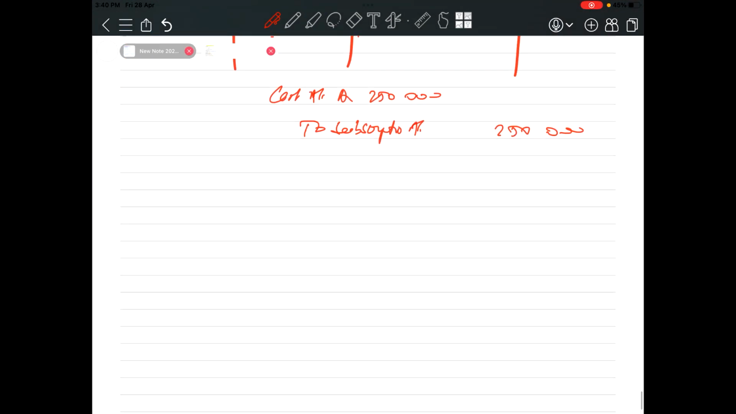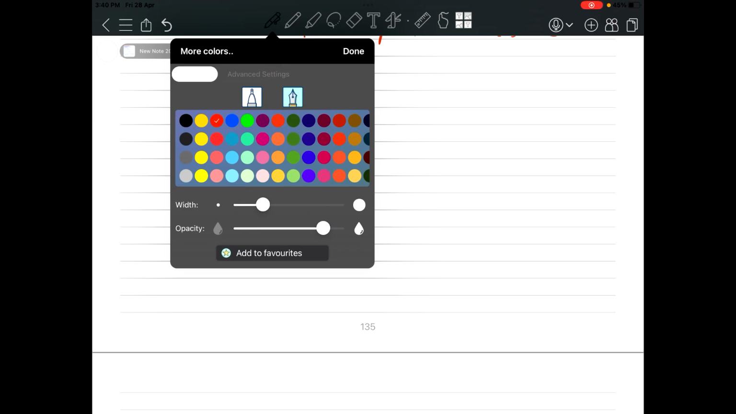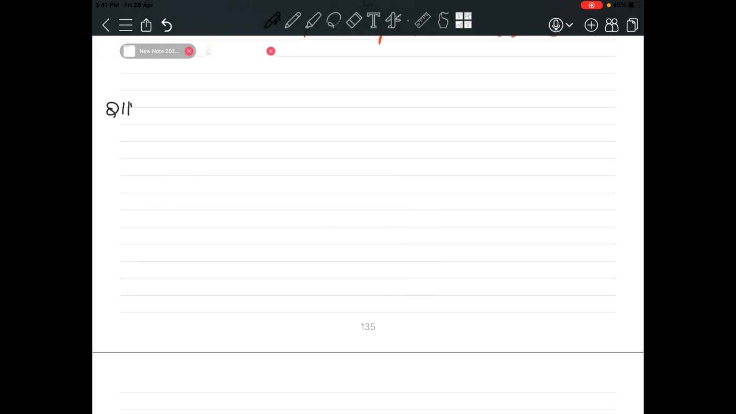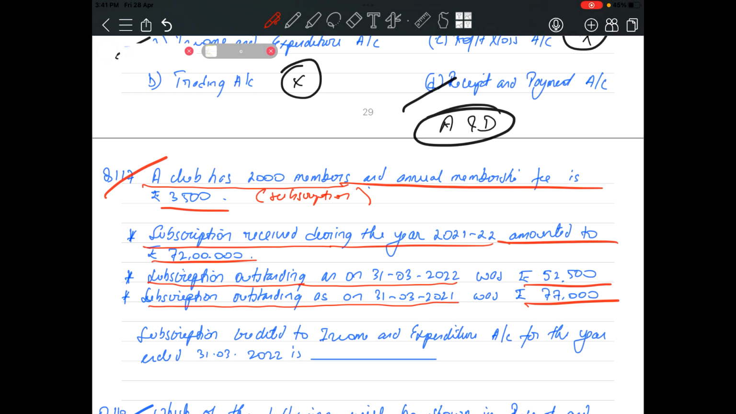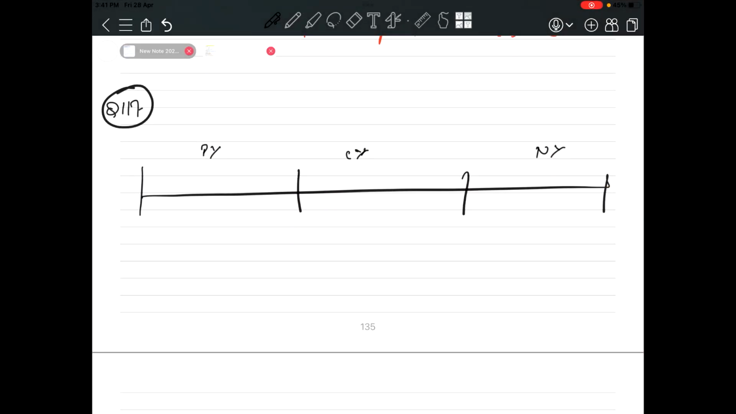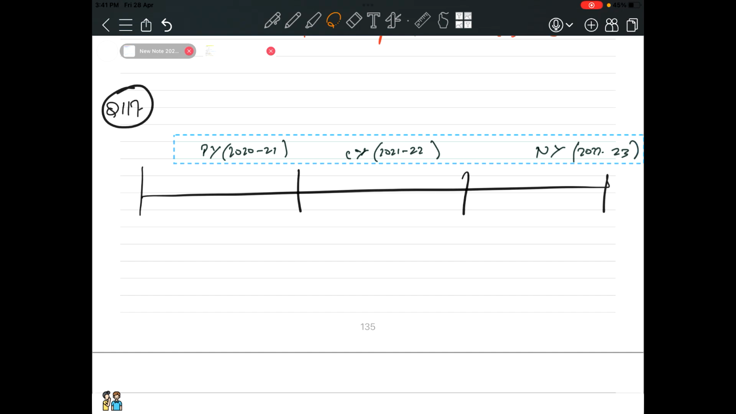Now again let's do a timeline. Very easy to understand with the timeline. Question number 117. So let's do a timeline for 3 years: current year, previous year, and next year. The current year is, see, it has been written 31st 3/2022. So this will be 2021 to 22. This will be 2020 to 21. This will be 2022 to 23.